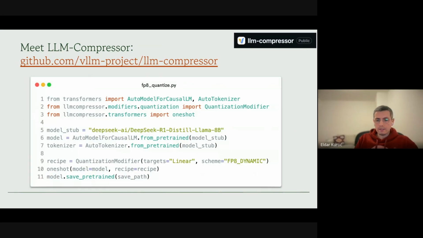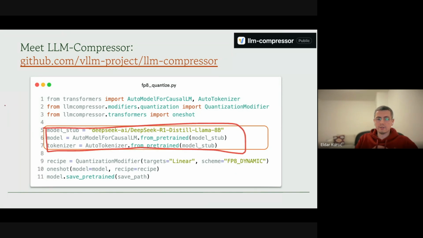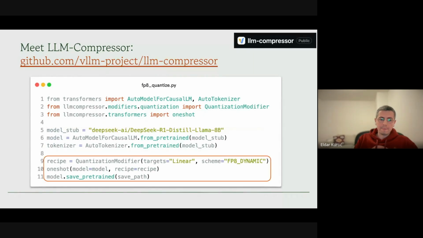So let's look at the example here. I just added a couple of Python examples to show you how easy it is to actually apply these optimized configurations for quantization. The script shows how to do FP8 weight and activation quantization. Basically, you just load your model as any other Hugging Face model, like AutoModelForCausalLM.from_pretrained, you provide the model stub and you load the model, and then you instantiate a recipe.